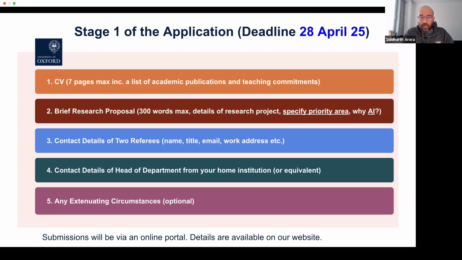And if you have any extenuating circumstances, being carrying responsibilities, health reasons, the pandemic affected your research, anything you think the panel should be aware of as to any extenuating factors you had to face which affected your research or teaching or career, please do specify that. That document is optional. All the submissions will be online using a portal, and the details are on our website. So if you go to the next slide, Ben, thank you.